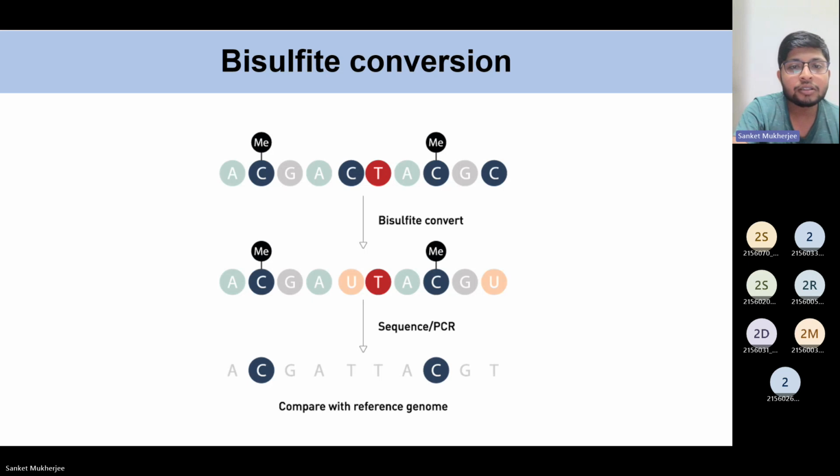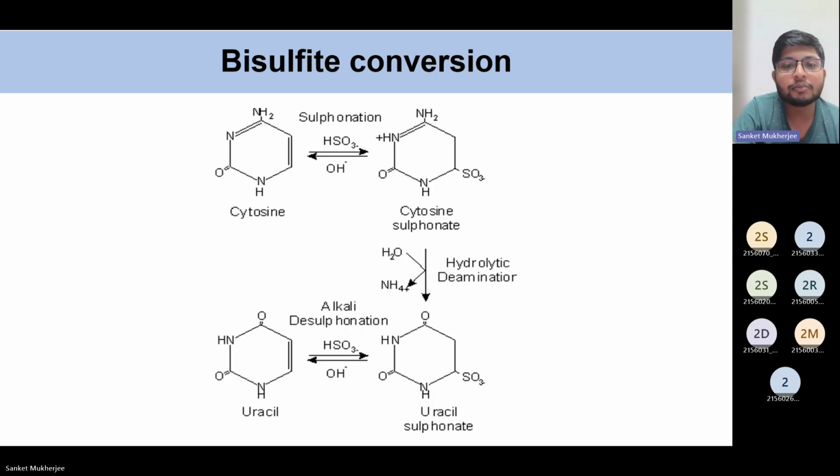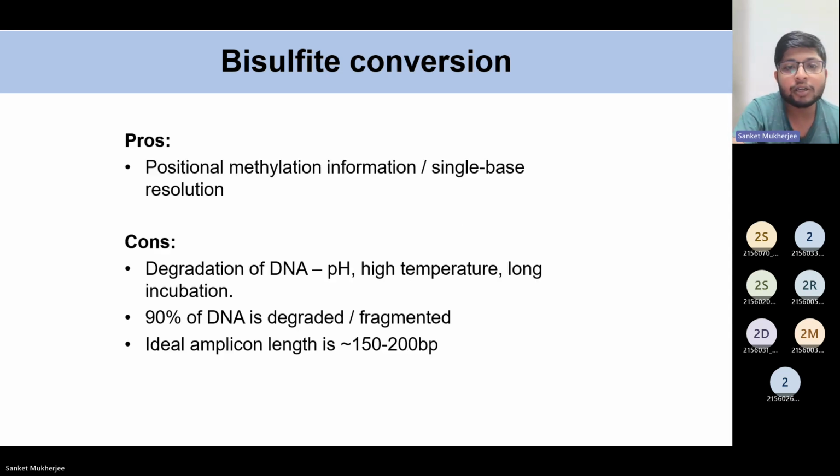You're right. So this is how bisulfite conversion happens. It happens through a sulfonation reaction, very similar to deamination, which we have seen. Cytosine converts to uracil. That happens also in our body. So this amine group is removed due to bisulfite treatment. And then what are the pros? The positional methylation information we can get at single base resolution, right? Which particular base has been methylated and which is not, we can get that kind of information, while previously we were not able to get such resolution in terms of information.